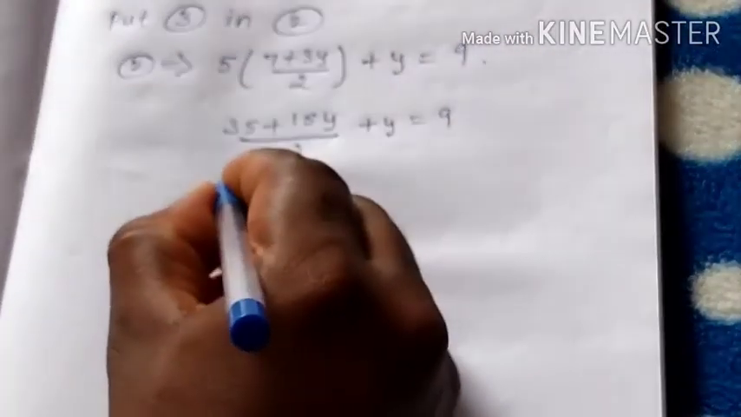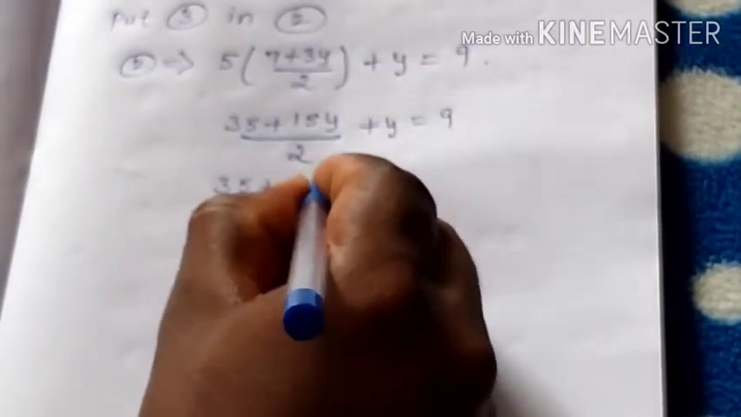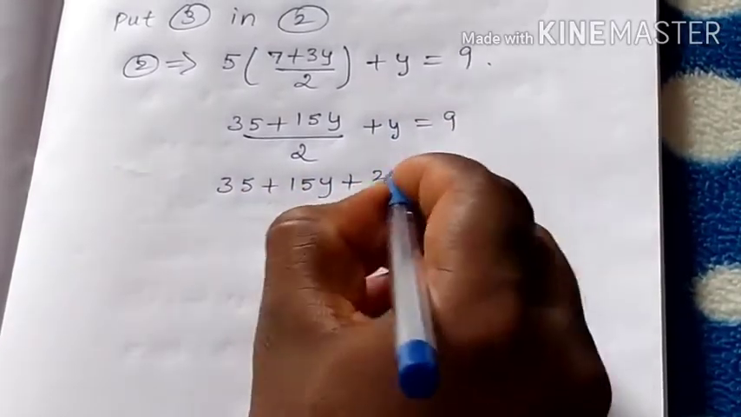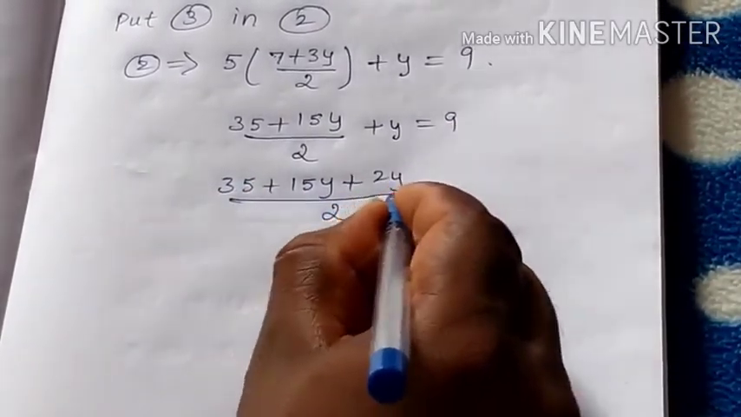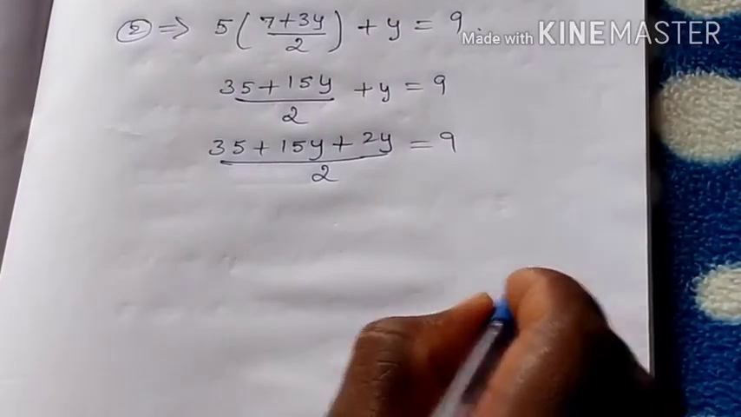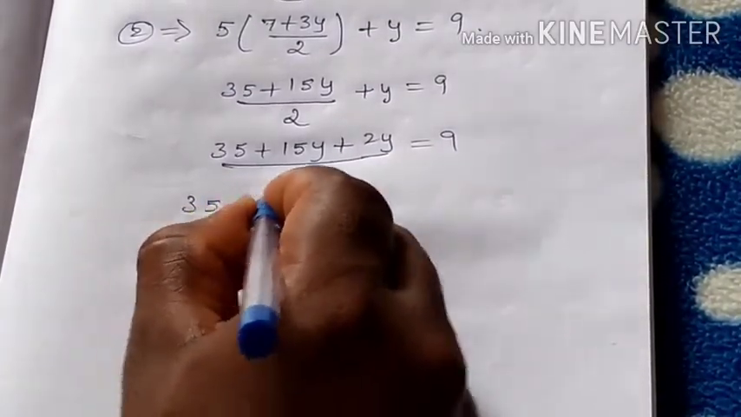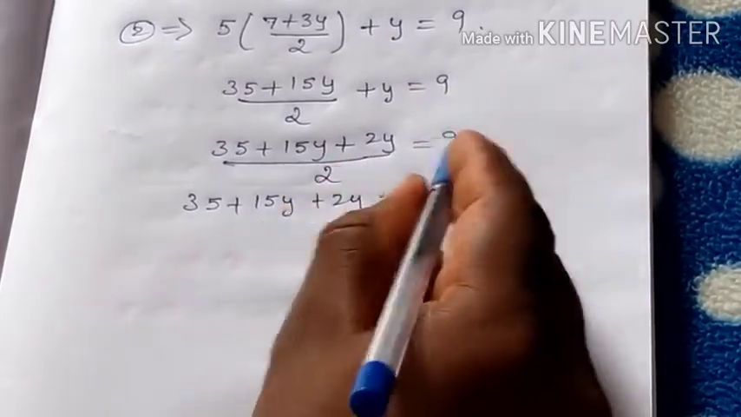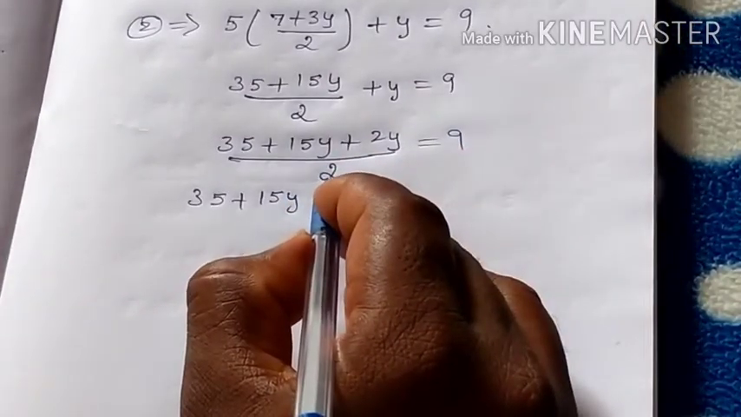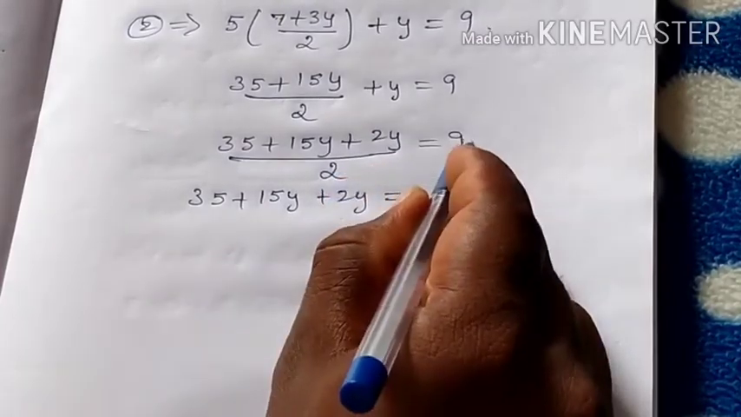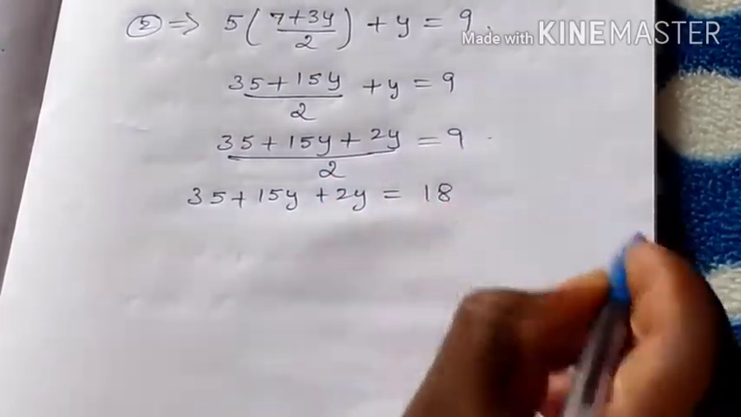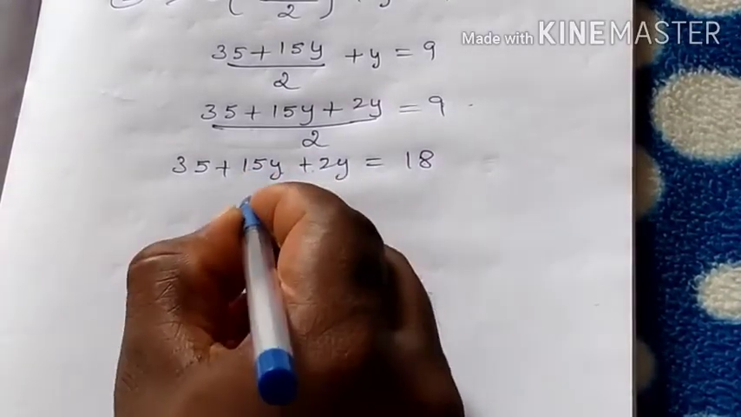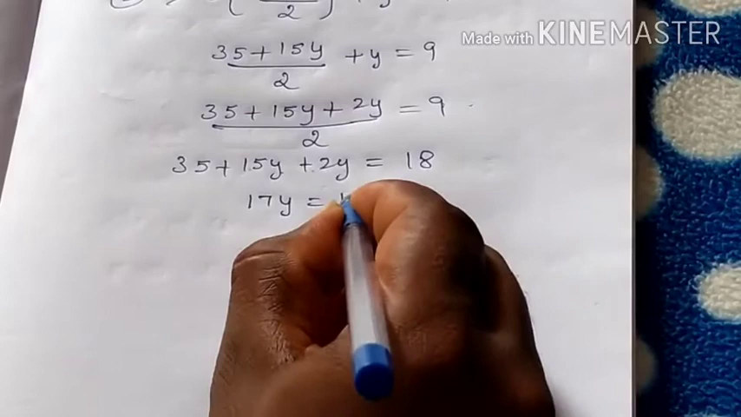Then 35 plus 15y, plus 2 into y, 2y, whole divided by 2, which is equal to 9. So 35 plus 15y plus 2y equal to, making the transposition, 9 into 2, 9 twos are 18. Then 15y plus 2y, total is 17y equal to 18.